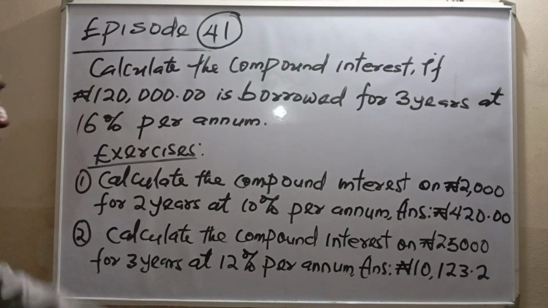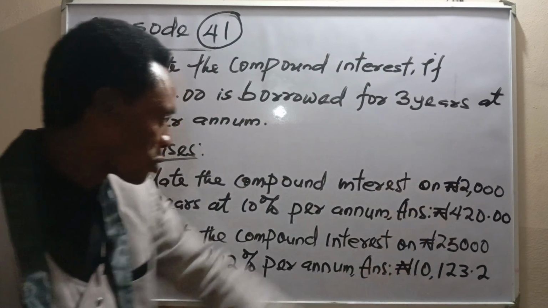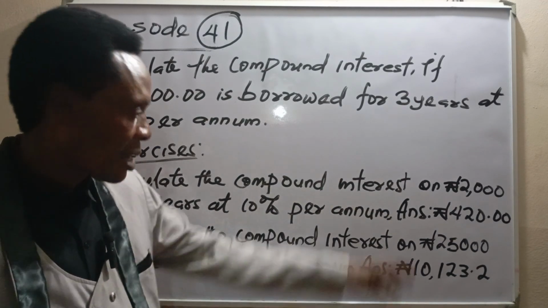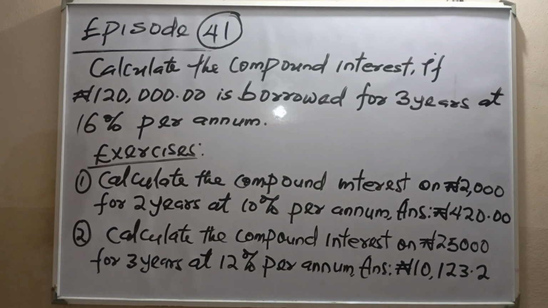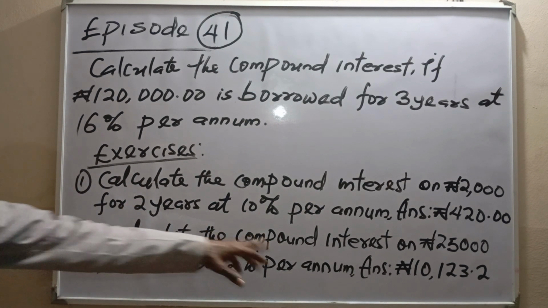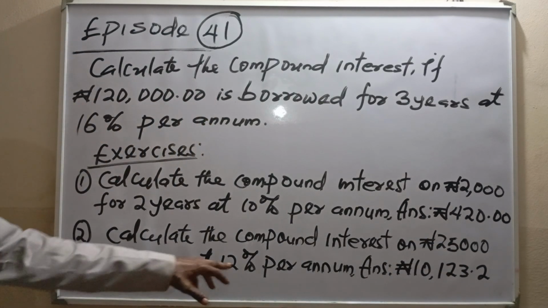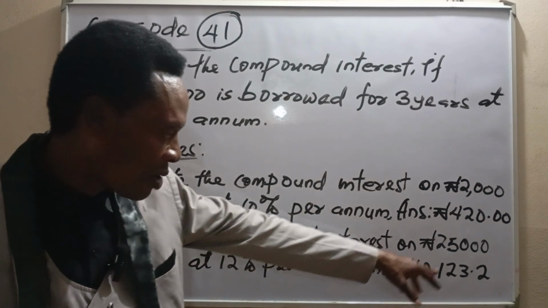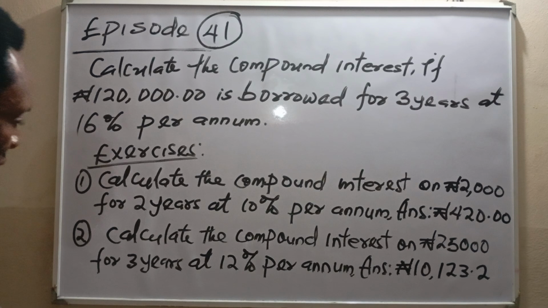So these are the exercises. The first one is calculate the compound interest on 2,000 naira for 2 years at 10% per annum. The answer to this question is 420 naira. Question 2 is calculate the compound interest on 25,000 naira for 3 years at 12% per annum. The answer is 10,123.20 naira. That is the answer to question 2.